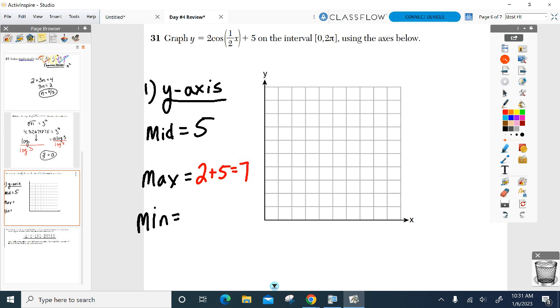What about the min? Anybody? You're going to take that too. All right, let's go. What was the old min? -2. Opposite, -2, and now apply the shift. +5. Still +5. So on the y-axis should be 3, 5, 7. And you can probably go by ones, right? 1, 2, 3, 4, 5, 6, 7. Got it. All right, next.